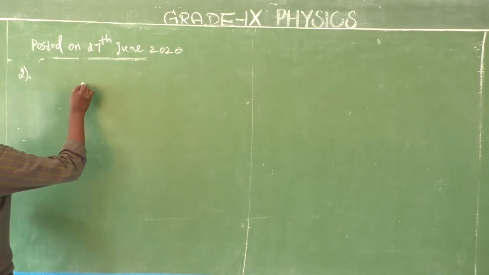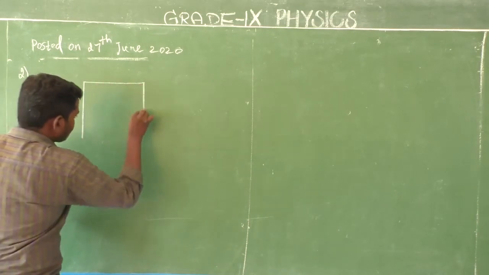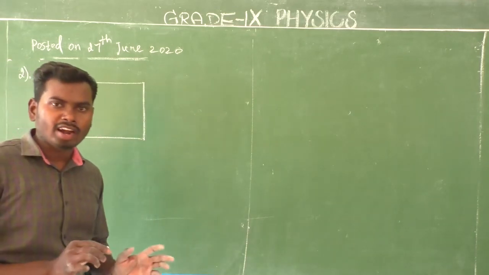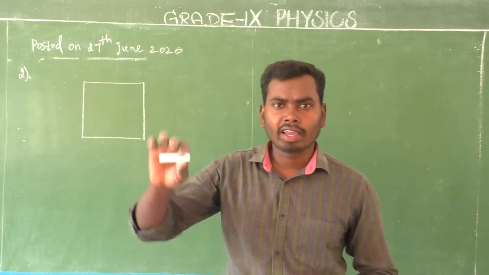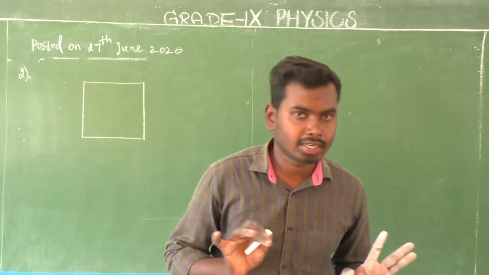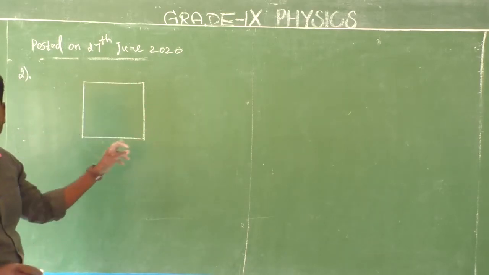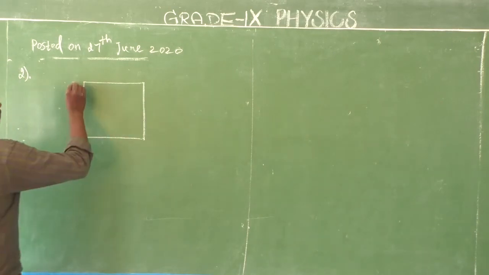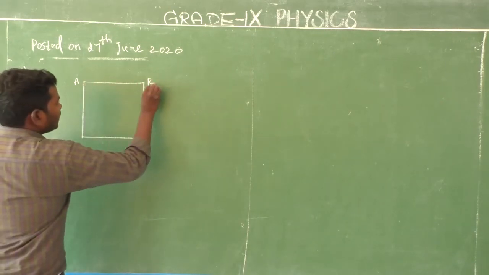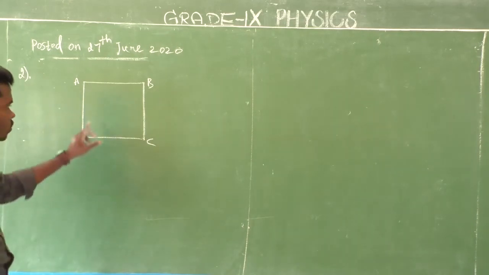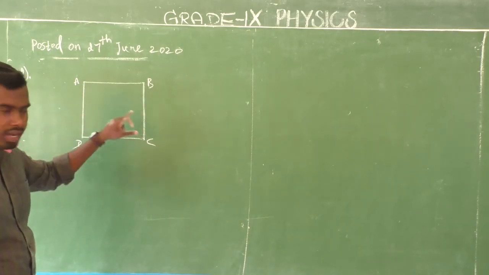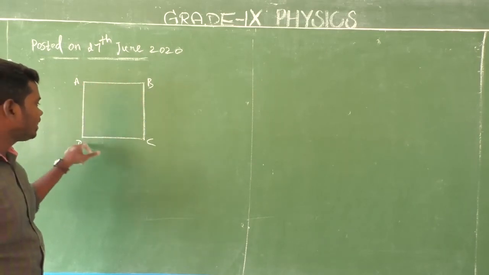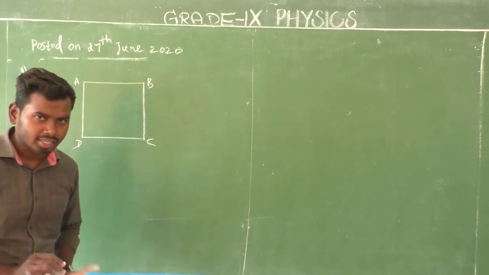Look at here. Consider a square field. You know what is a field? Field means nothing but, in Tamil we say vayal. That is a field. Is it clear? Yes. So consider a square field. This is a square. The corners of the square are named A, B, C, D. This is for our convenience. Is it clear? Yes. Okay.